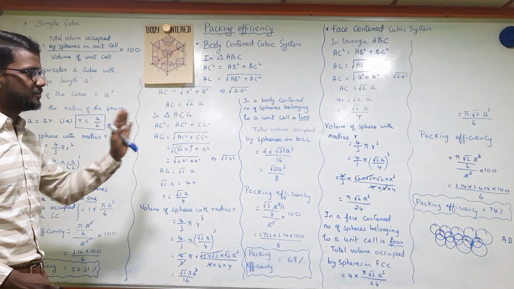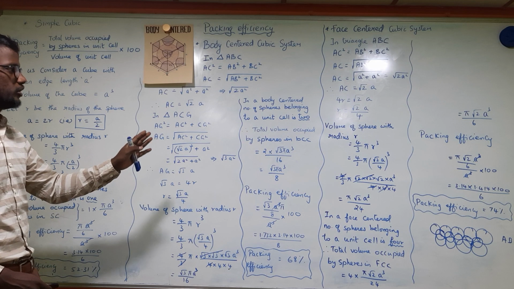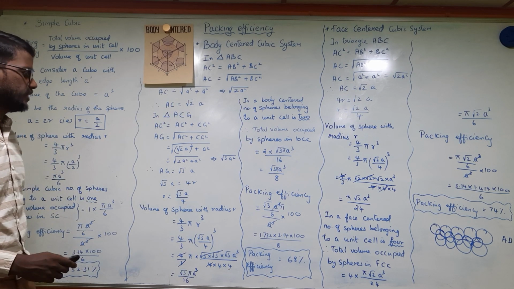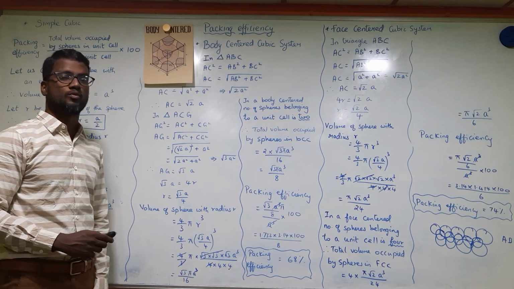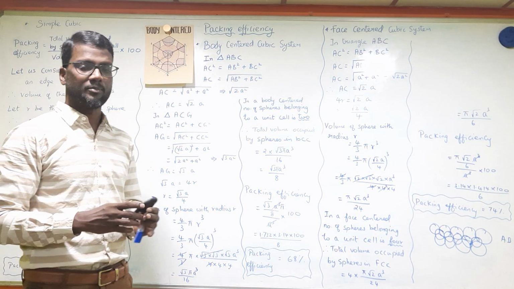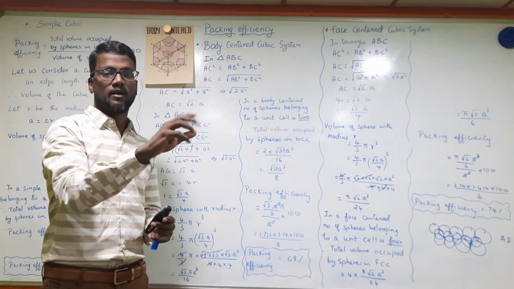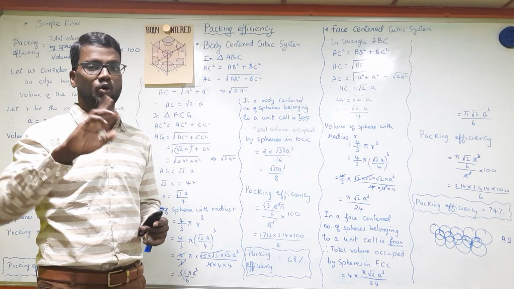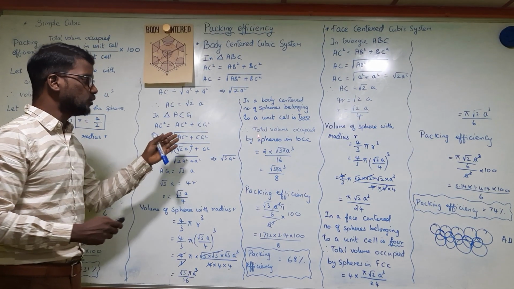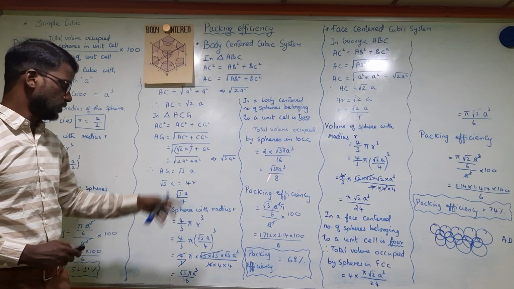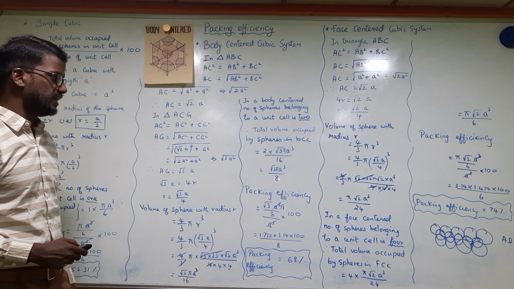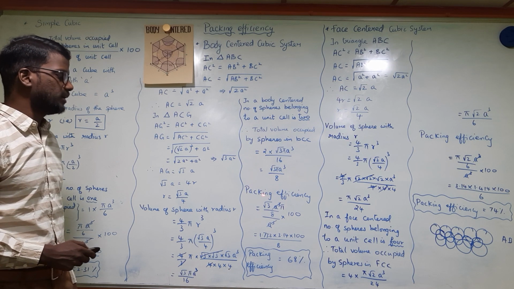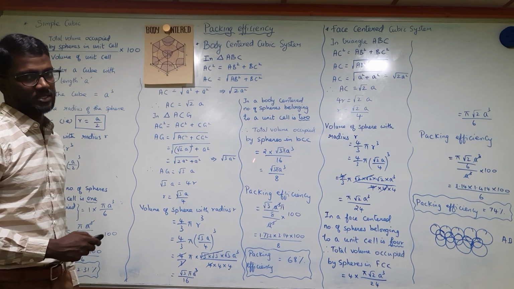Okay, so what is step 3? You are going to find out the total volume occupied. The total volume occupied in a body centered cubic system is going to be 2 atoms. We saw the calculation: the atom in the body center contributes 1, and the atoms in the corners contribute 1. Total is going to be 2. So the total volume occupied by spheres in the BCC is this value into 2. So they get cancelled, 8. This is the total volume occupied by spheres in the unit cell.